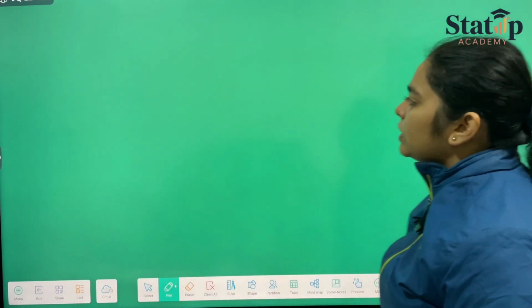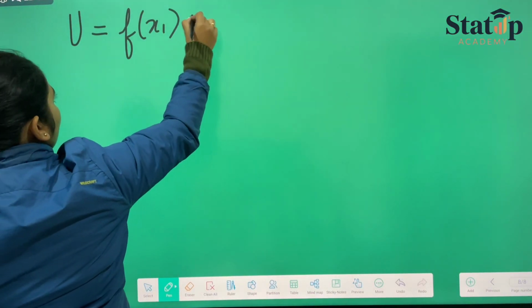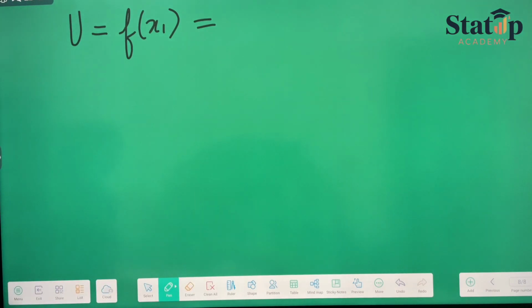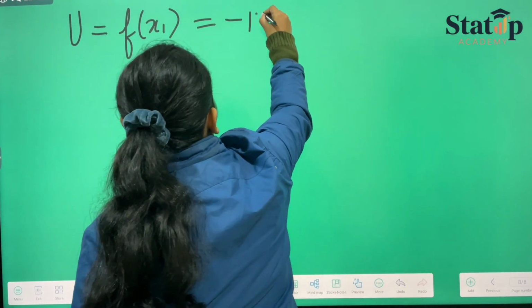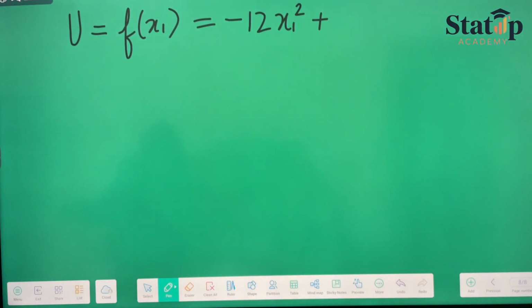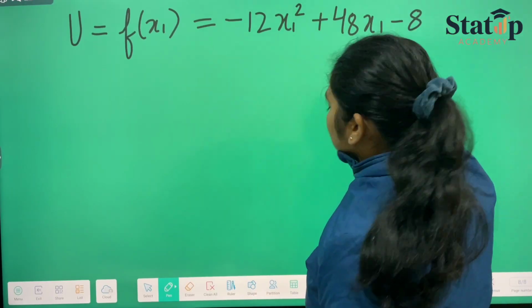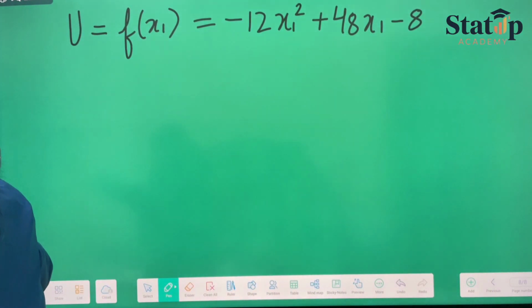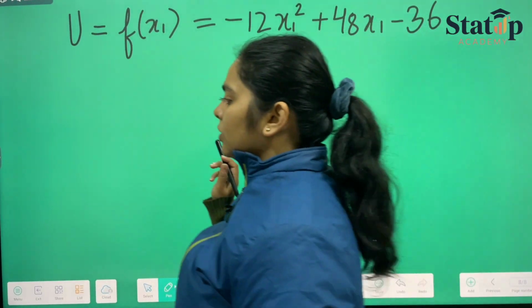So on solving this, we get our utility function as a function of only x1, which is given by minus 12x1 square plus 48x1 minus 36. Okay, this is our utility function.